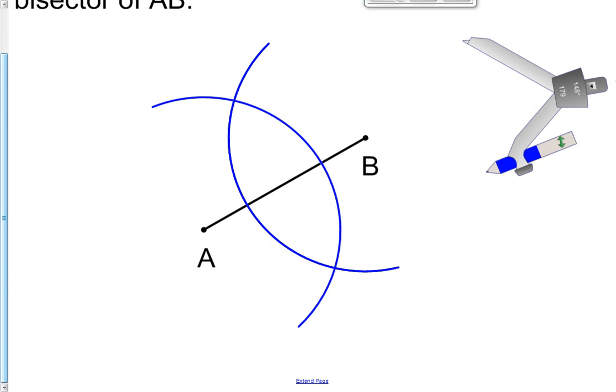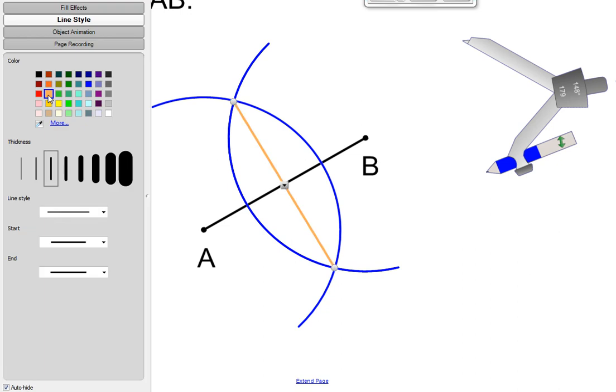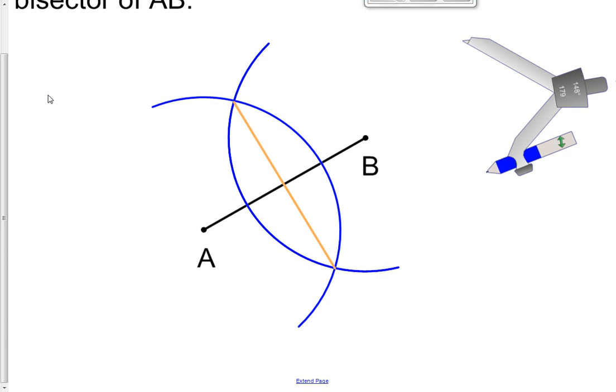Now that you have this, you're going to take your straight edge and draw a segment that connects both of these intersection points, from there to there. And so if this were to be segment DF, for example, DF is perpendicular to segment AB. This angle right here would be 90 degrees.